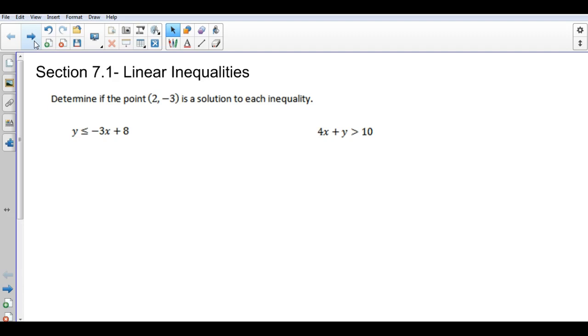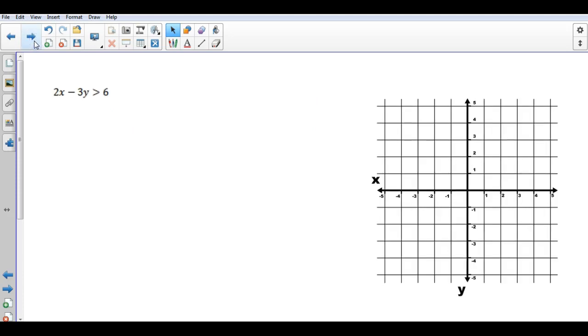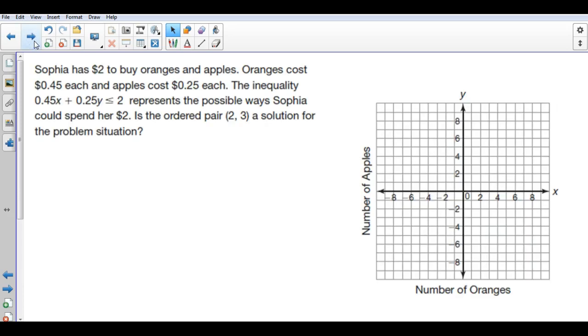So, what we're going to do throughout this lesson is talk about if a point is a solution to an inequality. We'll graph them, which is going to be just like when we graphed lines in slope-intercept form, y equals mx plus b. And then we'll do a quick story problem application.